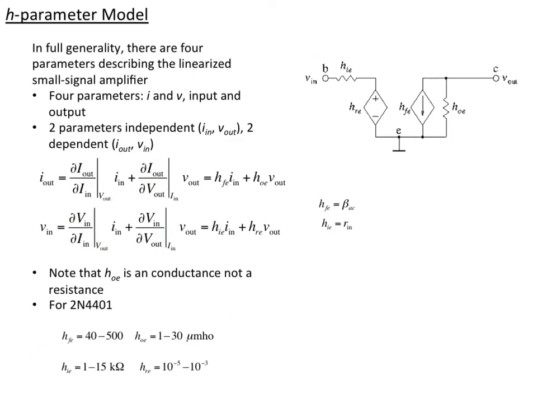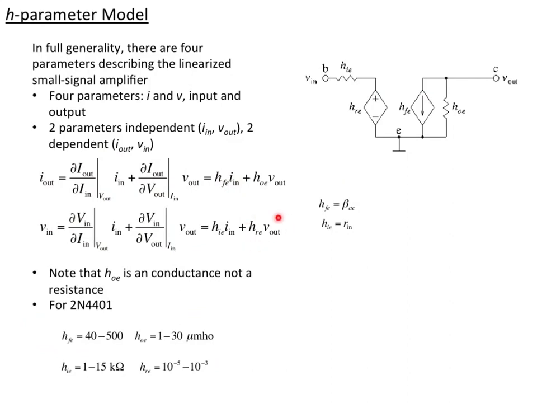So I should explain that naming. This is the H parameter model, that's why they're H's. The E in the subscript in every case stands for emitter, common emitter. So this is for the common emitter. The F stands for forward. It's the forward gain in current. So if I have a given input current, I get an output current so many times bigger. That's a forward direction. Forward meaning going this way.